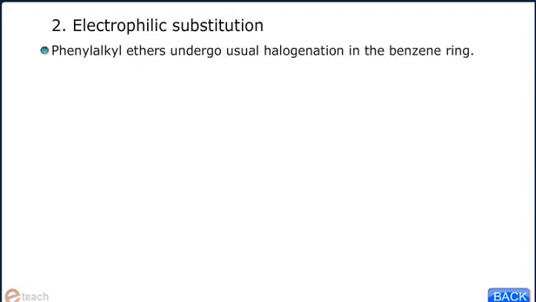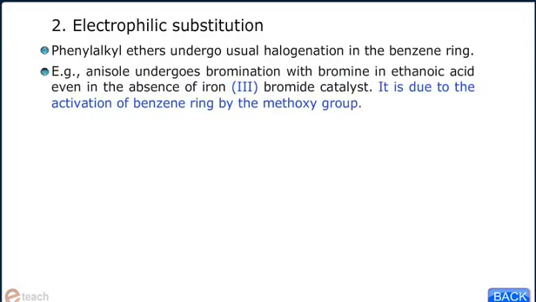Phenylalkyl ethers undergo the usual halogenation in the benzene ring. For example, anisole undergoes bromination with bromine in ethanoic acid, even in the absence of iron(III) bromide catalyst. It is due to the activation of the benzene ring by the methoxy group. The para isomer is obtained in 90% yield.